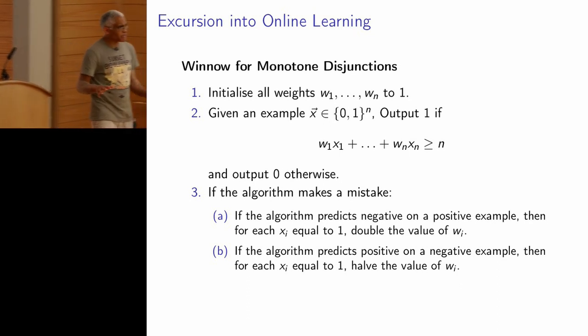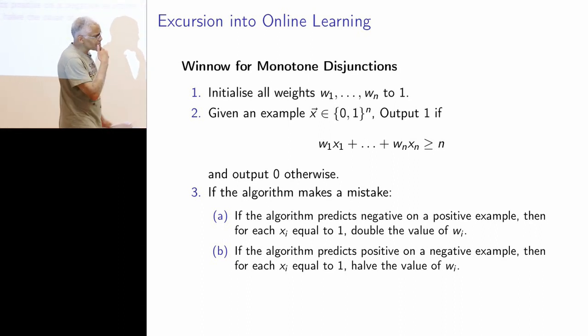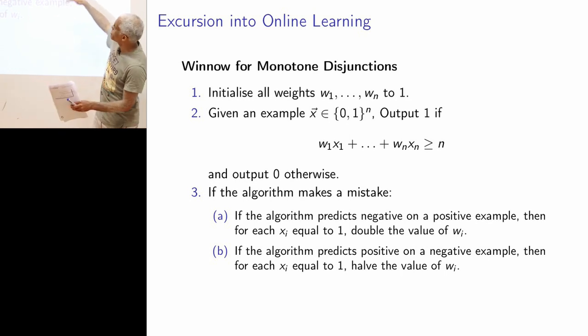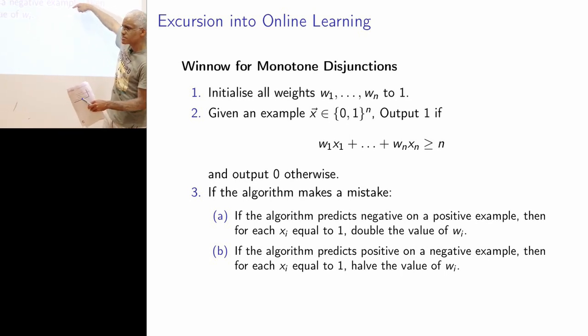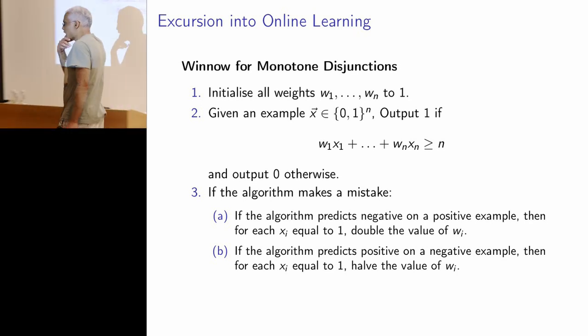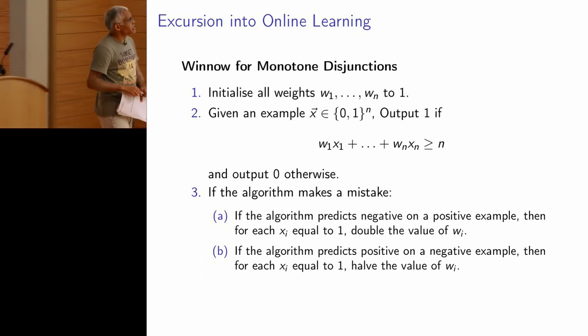What does any of this have to do with compression schemes? By the way, I would say that this algorithm is called mistake-driven because you update the hypothesis only when you make a mistake. When you don't make a mistake, you keep the hypothesis the same. So how could we get a compression scheme from such an algorithm?